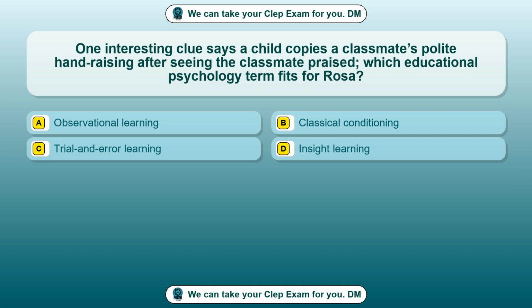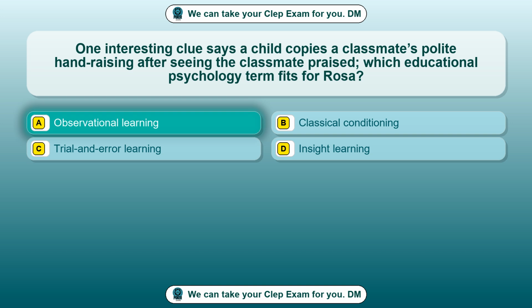Question 9. One interesting clue says a child copies a classmate's polite hand raising after seeing the classmate praised. Which educational psychology term fits for Rosa? Option A, observational learning. Option B, classical conditioning. Option C, trial and error learning. Option D, insight learning. The correct answer is option A, observational learning.